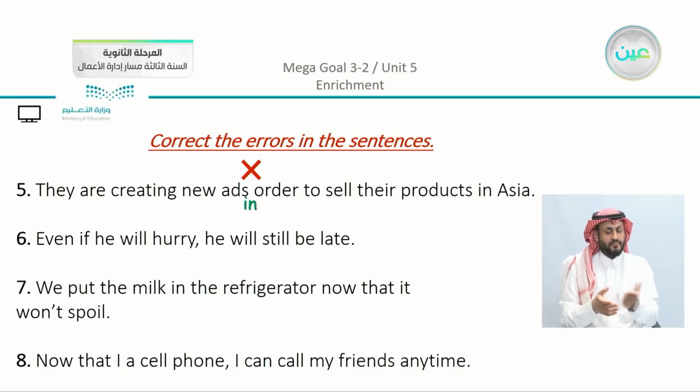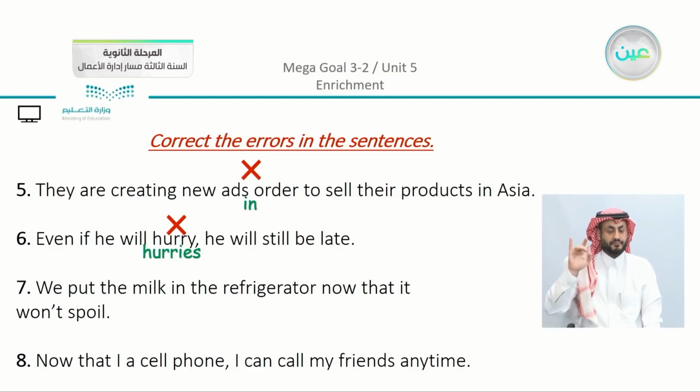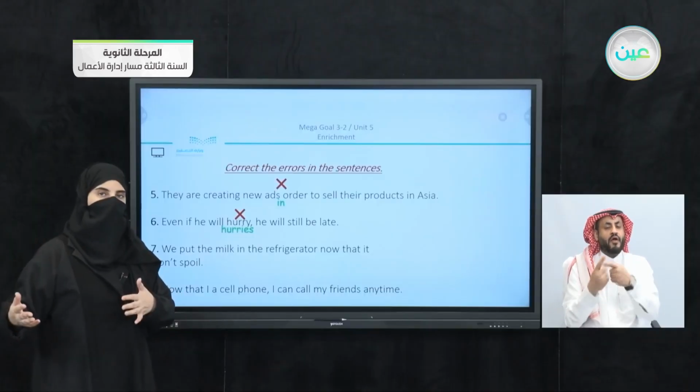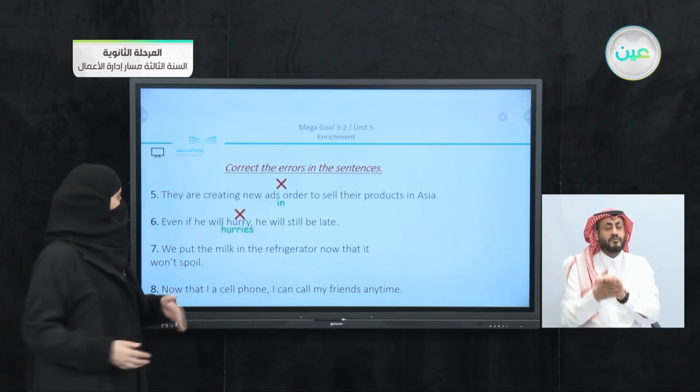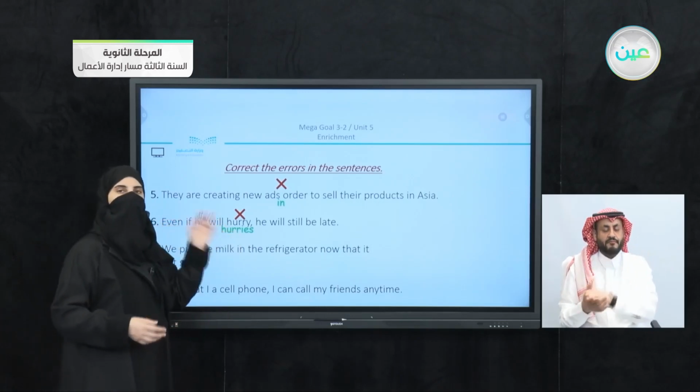So there is something wrong here in the structure. We can see that there is a mistake here, and even if he will, or he will hurries. So we have here, even if he hurries, he will still be late. Now what is the mistake here? You can see that we have in the other clause, he will still be late. So can you use will twice in the same sentence? Of course not. We have here the future clause in one part, and we have here with if there is the present simple.